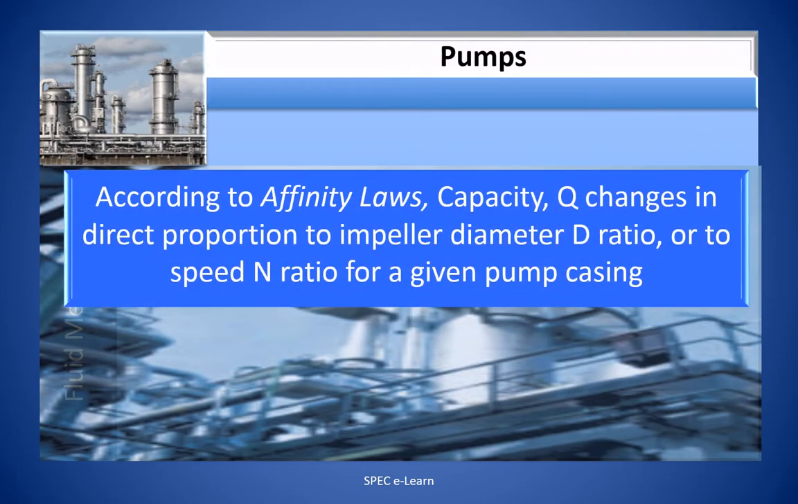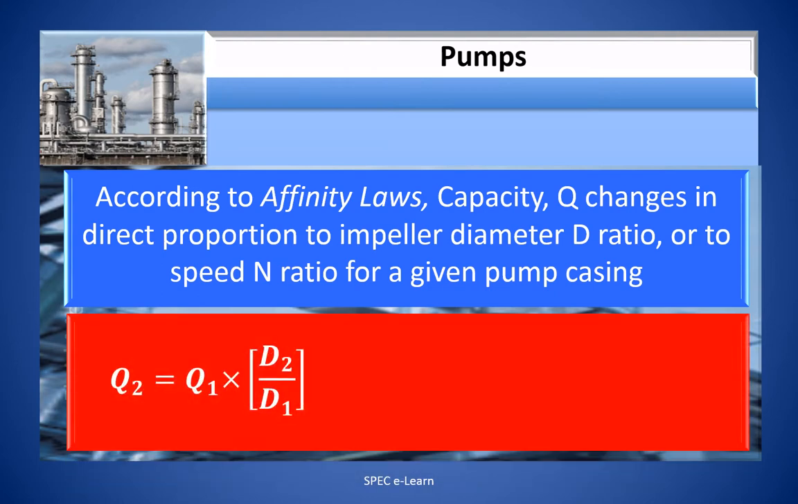According to affinity laws, capacity Q changes in direct proportion to impeller diameter ratio or to speed ratio for a given pump casing. Q2 is equal to Q1 times D2 by D1 and Q2 is equal to Q1 times N2 by N1.